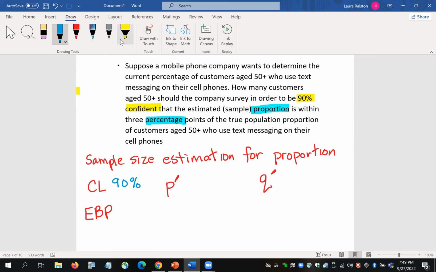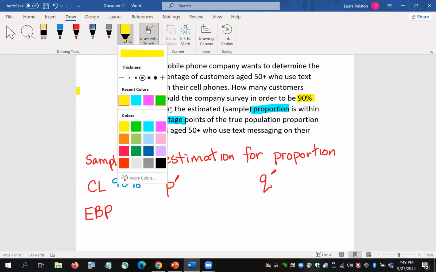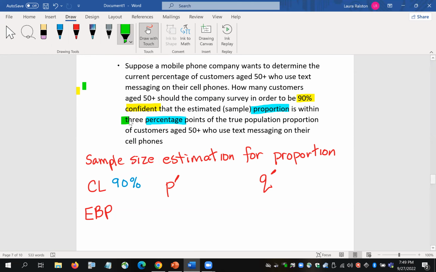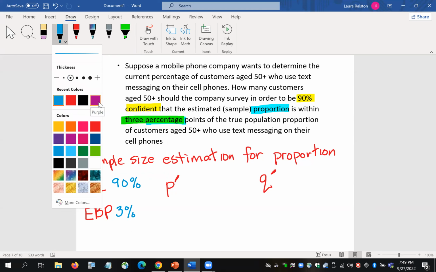It says we want to be within 3 percentage points. Okay, 3 percentage points. So my error bound for the proportion is 3%. And that's really all the numbers they give me. They don't give me a value for the point estimate or the sample proportion.